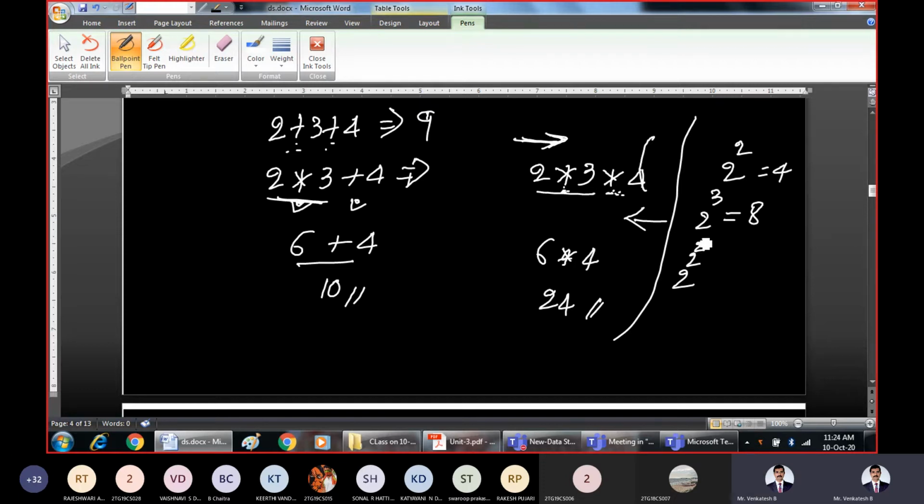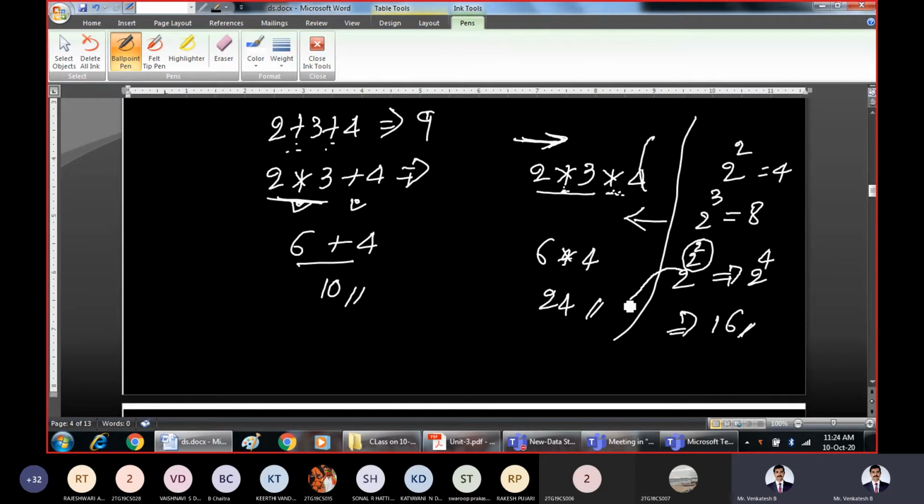For that purpose, first we should solve this top one. What will this result in? This will result in 2 raised to 4. Why? Because 2 raised to 2 is how much? 4. Then you solve this 2 raised to 4, which is 16. Yes, this is how we solve.